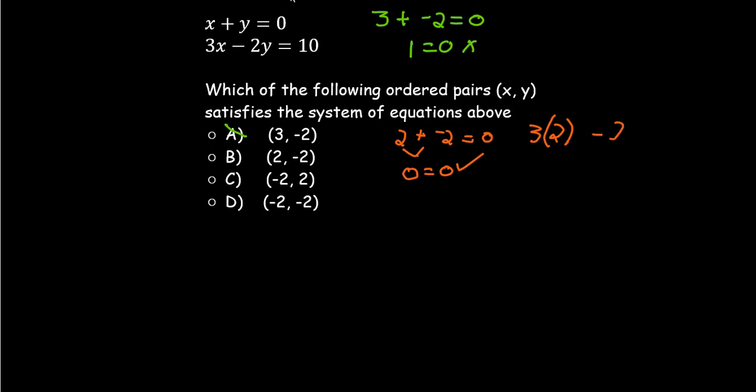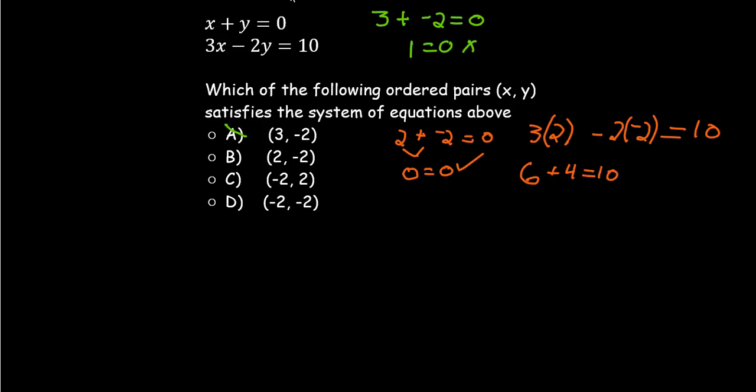Minus 2 times negative 2, and that should be equivalent to 10. Okay, so let's say we try this out. This is going to give us 6. Negative 2 times negative 2 is a positive 4. So we'll say plus 4 equals 10.